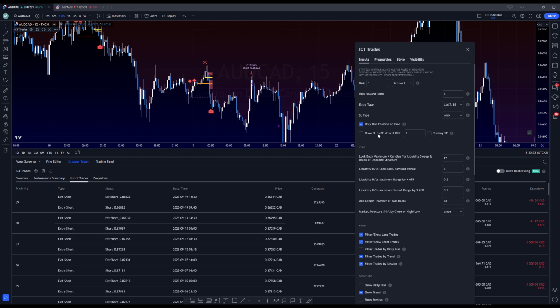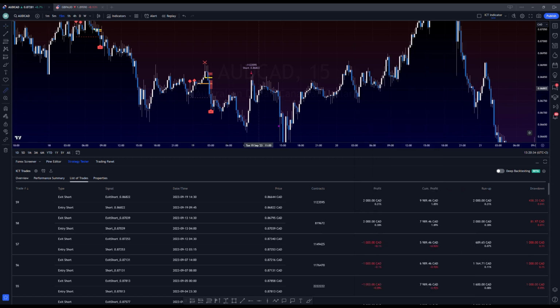And the last thing, you can move stop loss to break even after X risk-reward ratio. So when the price reaches 1 risk-reward ratio, which is here, so this is stop loss is 9 pips. So after the price reaches 9 pips, which is somewhere here, yeah, here, then the stop loss will be moving with every pip to the take profit. The stop loss will be moving in the direction of the take profit, okay?